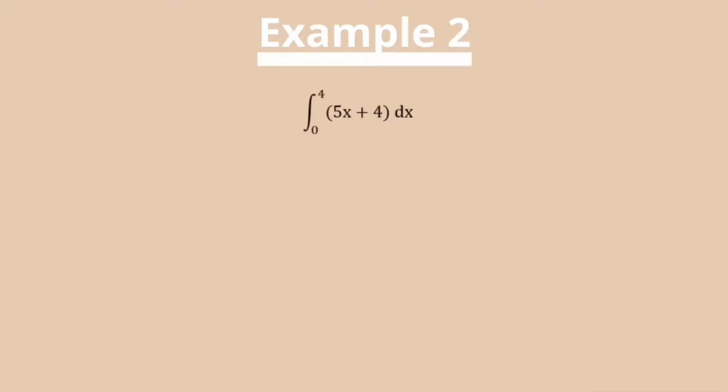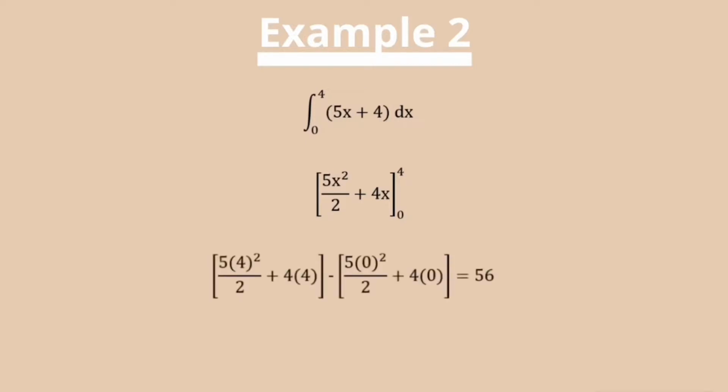In this next example, we are integrating 5x plus 4 from 0 to 4. Add 1 to the power of each term and divide by that new power. 5x has x to the power of 1, so it becomes 5x squared over 2. 4 has x to the power of 0, so it becomes 4x to the power of 1. Now sub in 4 wherever you see x and subtract 0 subbed in. You should get an answer of 56.